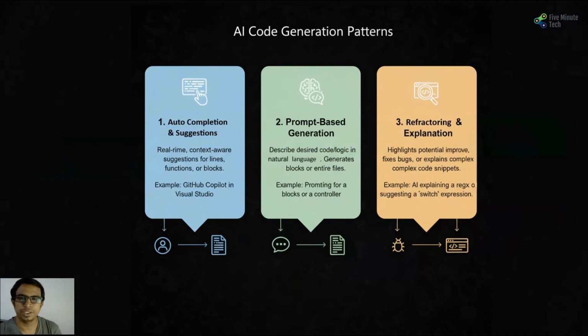So, AI code generation patterns. It has auto completion and suggestions, real-time context-aware suggestions for lines, functions or blocks. You can even pinpoint a particular function in a file and ask for certain corrections and alignments. An example is GitHub Copilot in Visual Studio or Visual Studio Code.